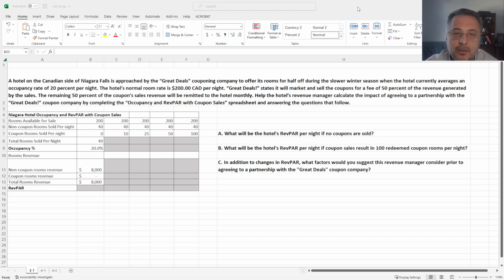So, a hotel on the Canadian side of Niagara Falls is approached by the Great Deals Couponing Company to offer its rooms for half off during the slower winter season when the hotel currently averages an occupancy rate of 20% per night. The hotel's normal room rate is 200 Canadian per night. Great Deals Company states it will market and sell the coupons for a fee of 50% of the revenue generated by the sales. The remaining 50% of the coupon sales revenue will be remitted to the hotel monthly.